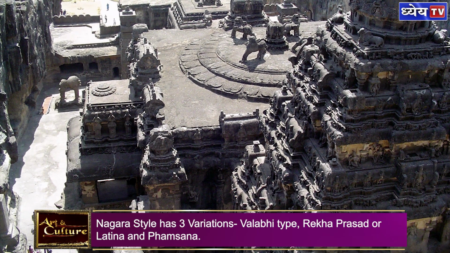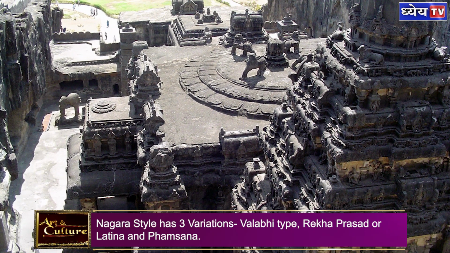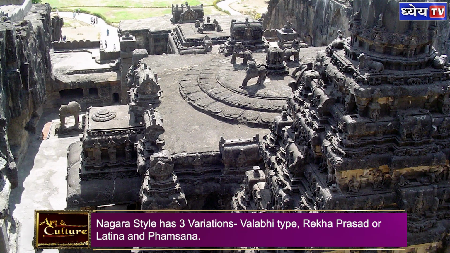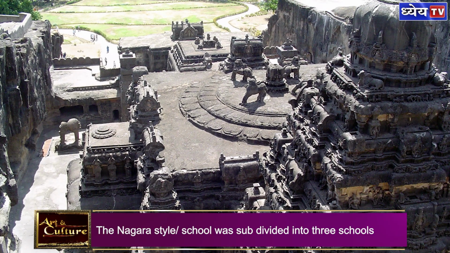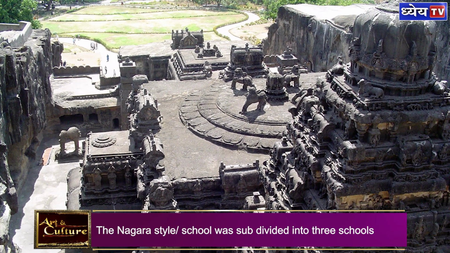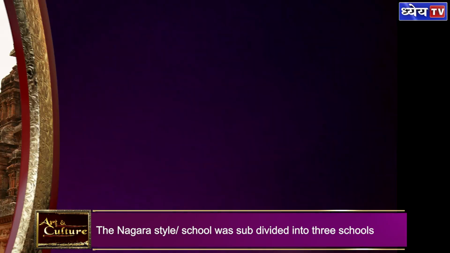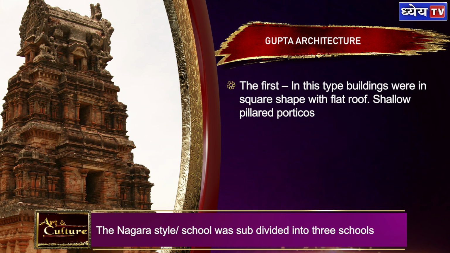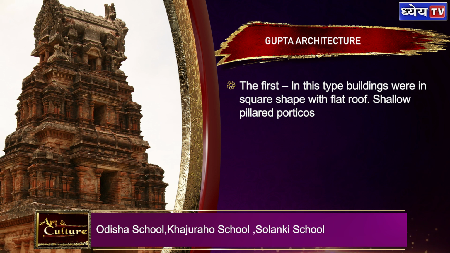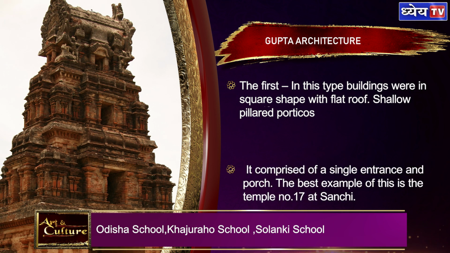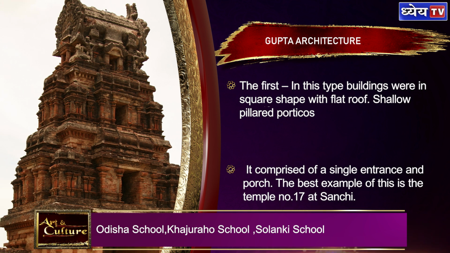Some prominent features like the shikhars, mandapa or the porticos, sanctum sanctorum, also known as garbhagriha, and vahana or the vehicle could be seen during these times. Talking about the temples, these can be categorized into 5 stages. The first, in this type, buildings were in square shape with flat roof, shallow pillared porticos. It comprised of a single entrance and porch. The best example of this is the temple number 17 at Sanchi.